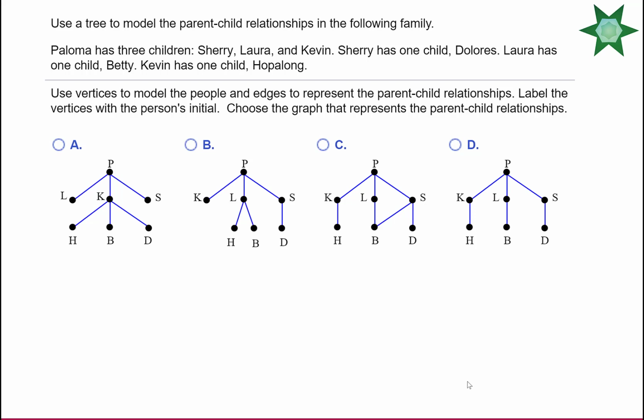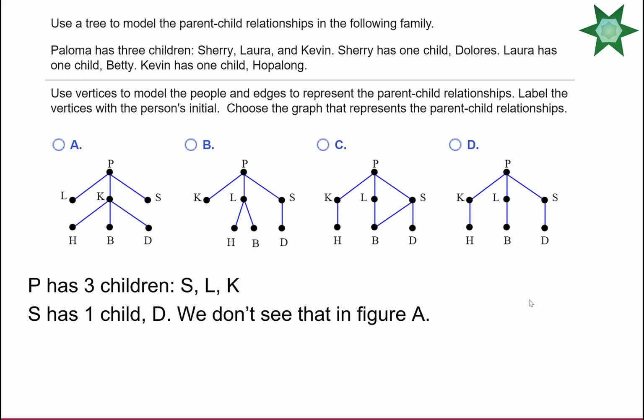Use a tree to model the parent-child relationships in the following problems. So we have a woman, Paloma, who has 3 children, and we see that in all the graphs, and their children are Sherry, Laurie, and Kevin, and we see that across all the graphs also. And then it tells us that Sherry has 1 child, Dolores, Laura has 1 child, Betty, and Kevin has 1 child, Hopalong. So we want to look through the graphs here. Sherry has 1 child, Dolores, and if we look at graph A, we don't see a relationship shown in the graph between Sherry and Dolores, so we can eliminate figure A.